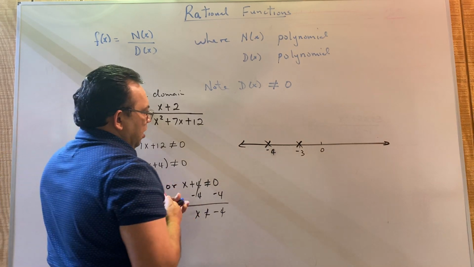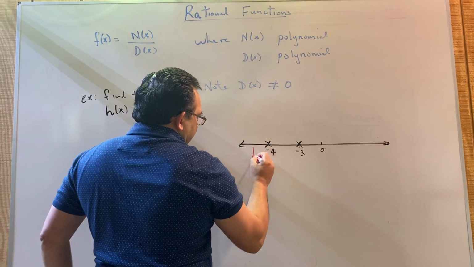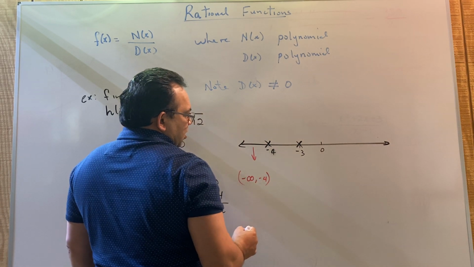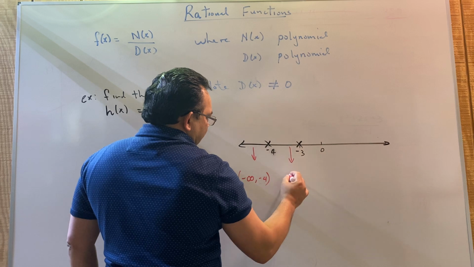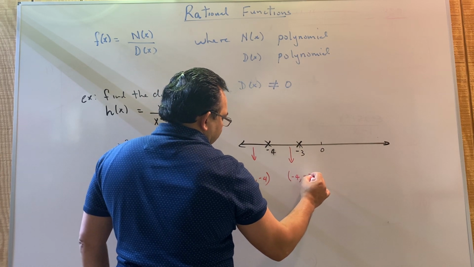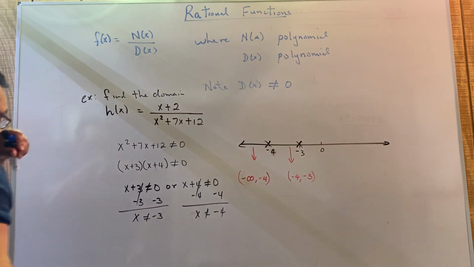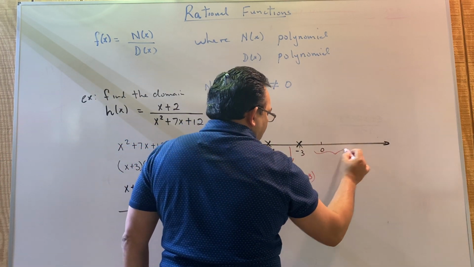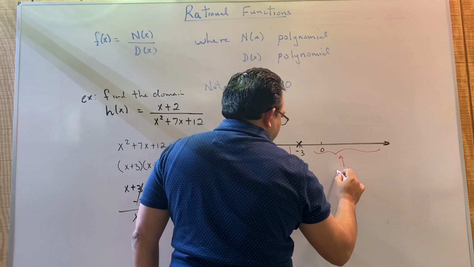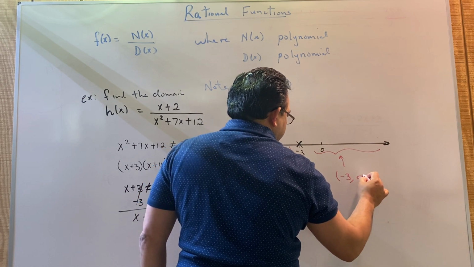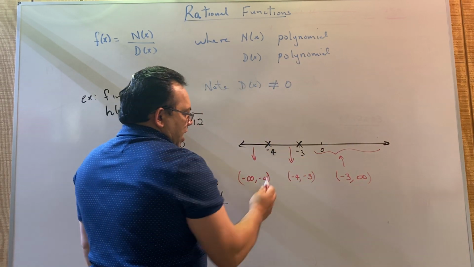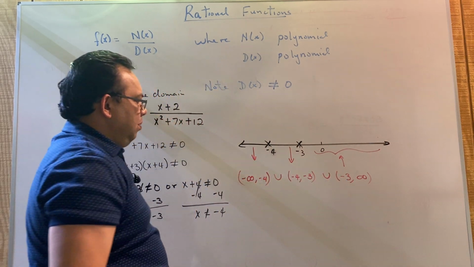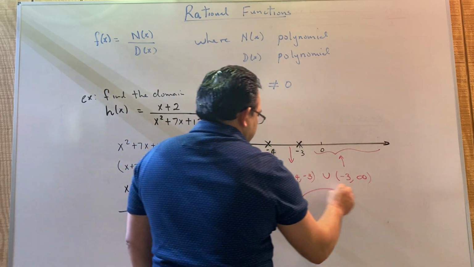So what's left? Well, on this portion here, I have from negative infinity going all the way up to negative 4. On this region here, I have from negative 4 to negative 3. And then in this region here, I have from negative 3 going all the way up to infinity. And now they are pieces, so I union them, bring them together. And that will be the domain. This here is the domain.